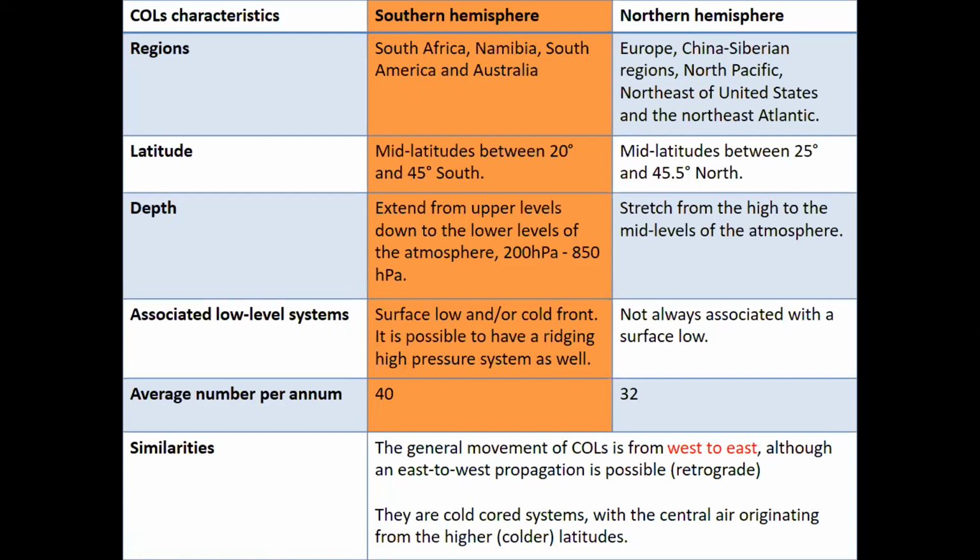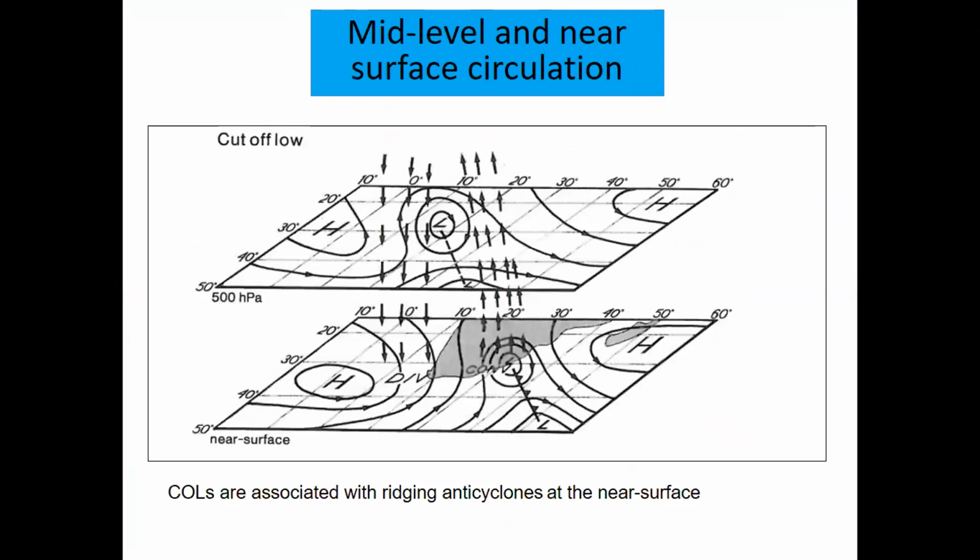What are the low-level systems associated with this in the Southern Hemisphere? It's a surface low or a cold front. And in many instances, it is possible that you have a ridging high. A ridging high will occur when this Mascarene High, which is now sitting on the Indian Ocean, moves over land. And then it causes that ridge, because it will sit and then cause that ridge.